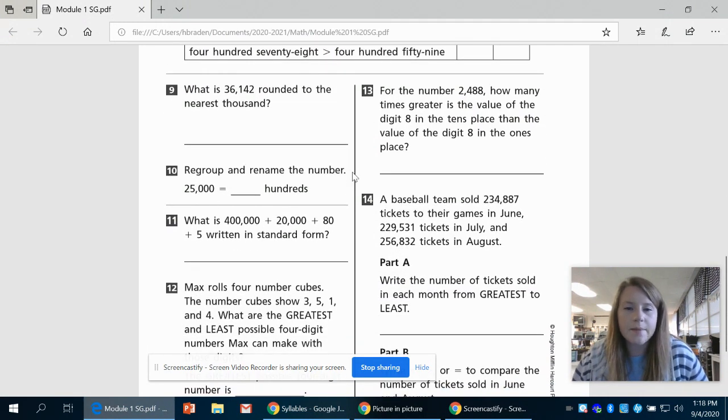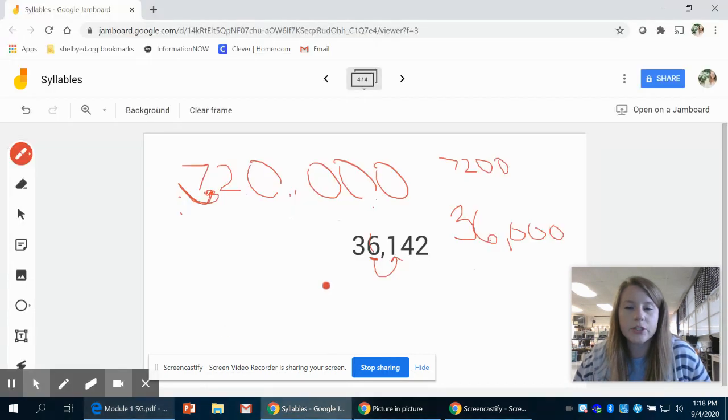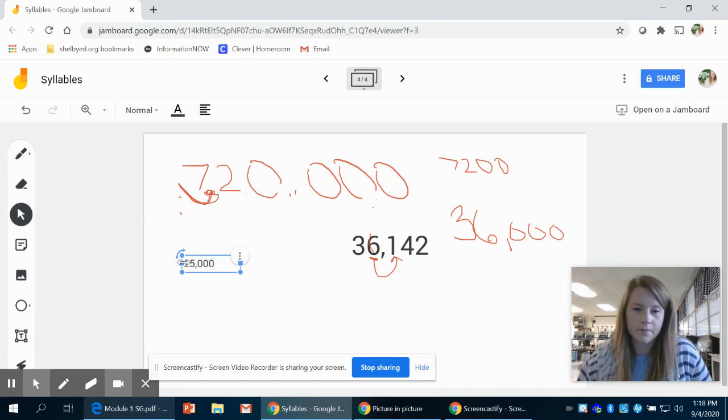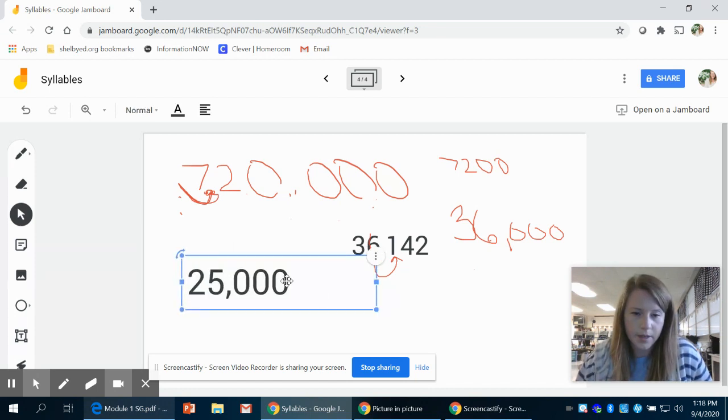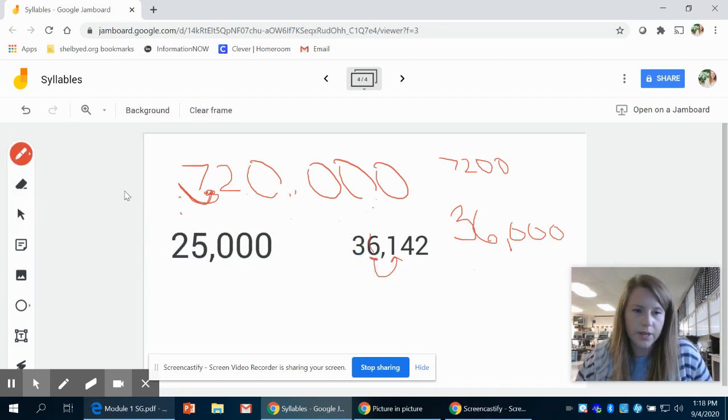Regroup and rename the number. 25,000 is equal to how many hundreds? Okay, we've got to find out how many hundreds. So here's our ones, tens, hundreds.